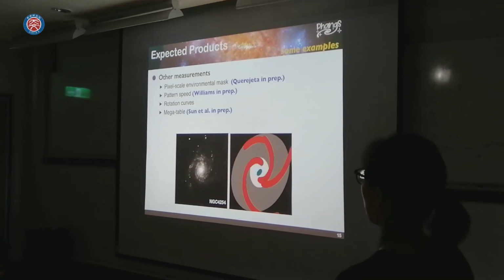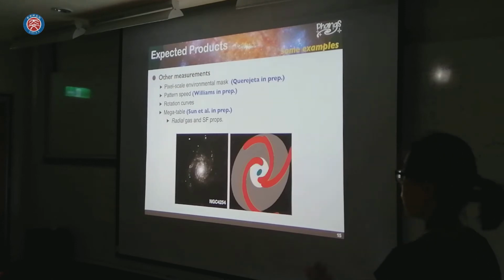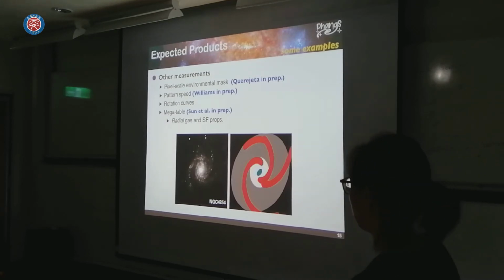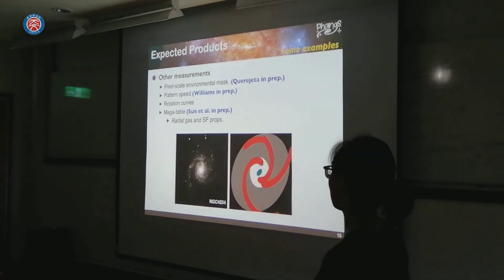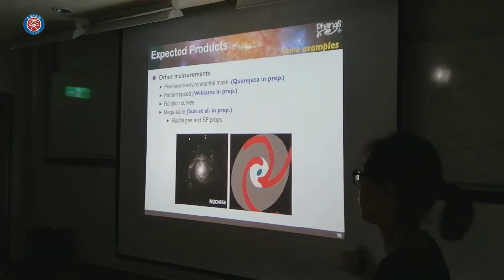And the mega table. The mega table is the table of radial gas and star formation properties. So if you are interested in the radial profile of, for example, star formation efficiency, then you can just use this mega table to make the plot. So you don't need to calculate the physical property at each ring by yourself.